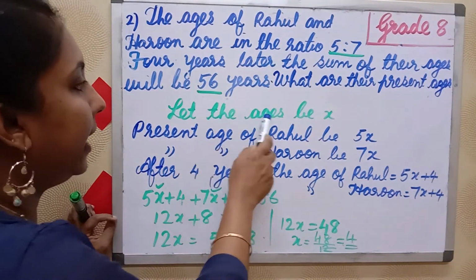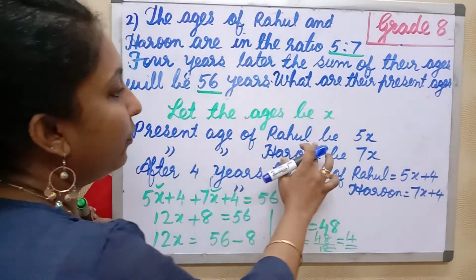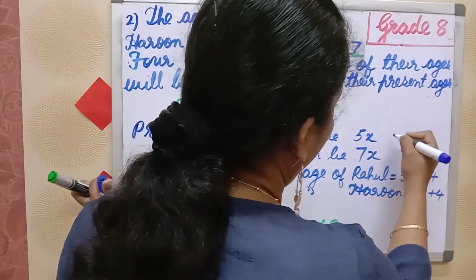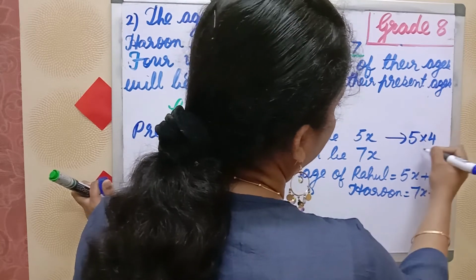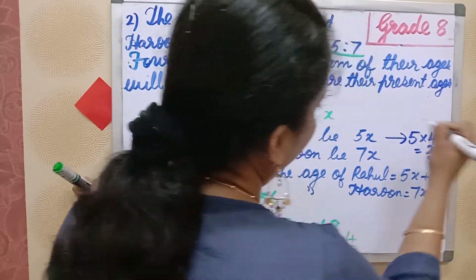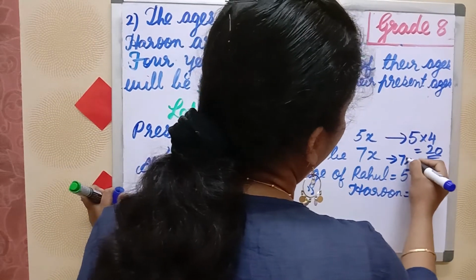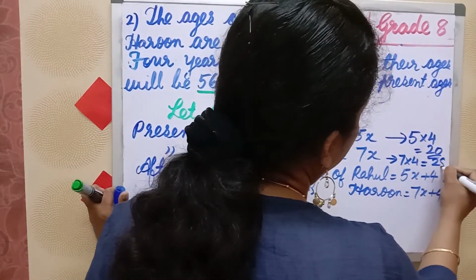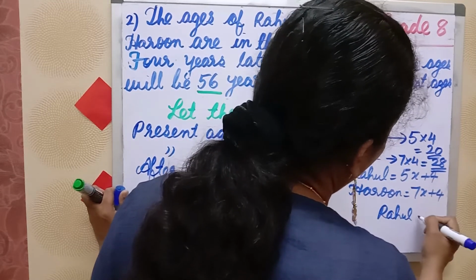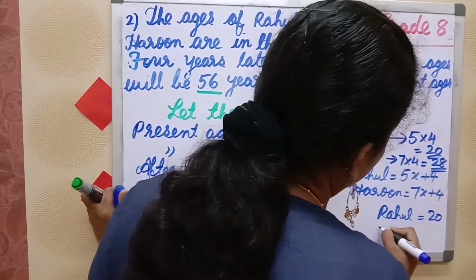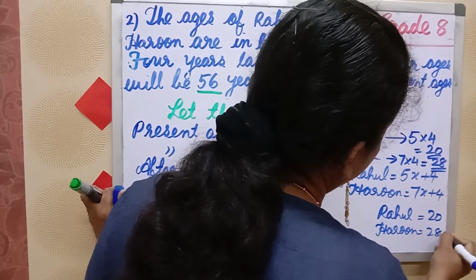Now, x we got is 4. Present age of Rahul is 5x, so Rahul is 20 years old, 5 into 4, 20. And Harun, 7 into 4, 28. So Rahul's present age is 20 and Harun's present age is 28.